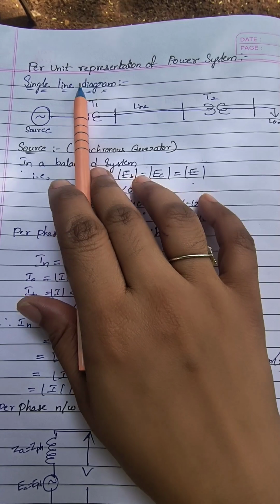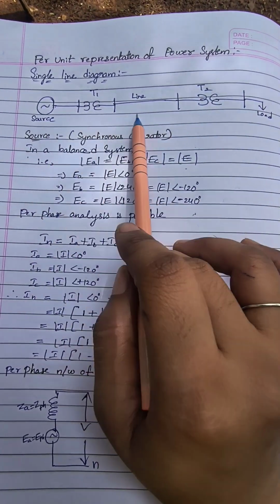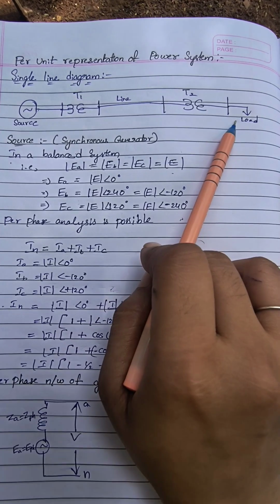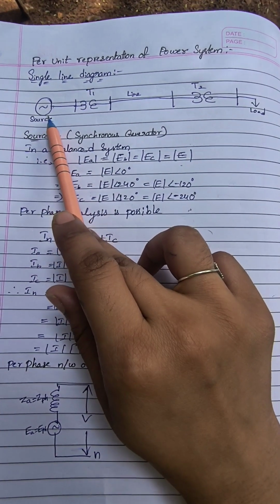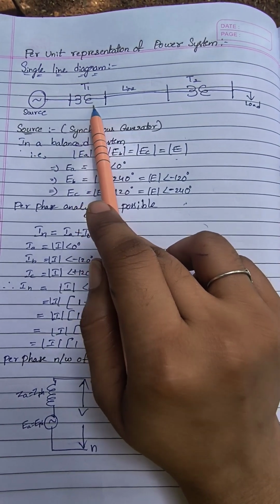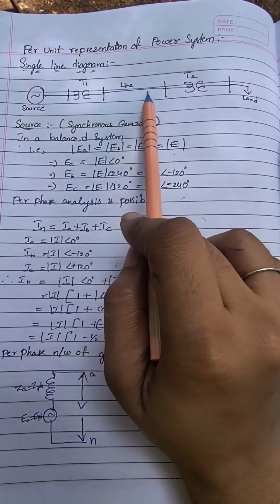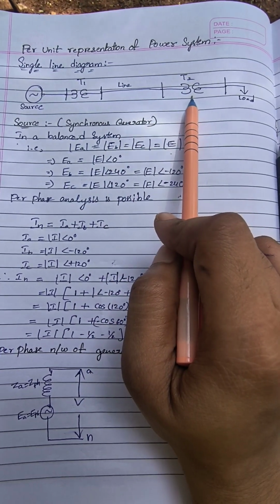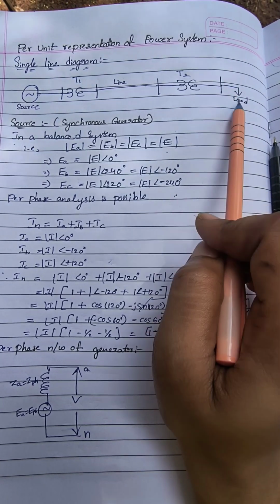Now we are discussing the per unit representation of power system. This is the single line diagram of a power system. The whole power system consists of a source, that is a synchronous generator, and a transformer. Here this is the step up transformer at the generation side, and the line, and this is the step down transformer at the load side, and this is the load.